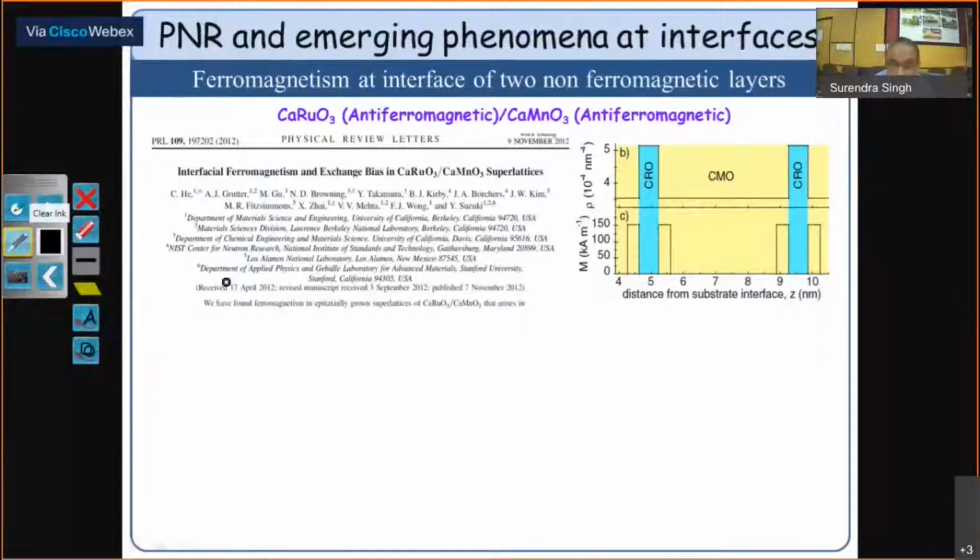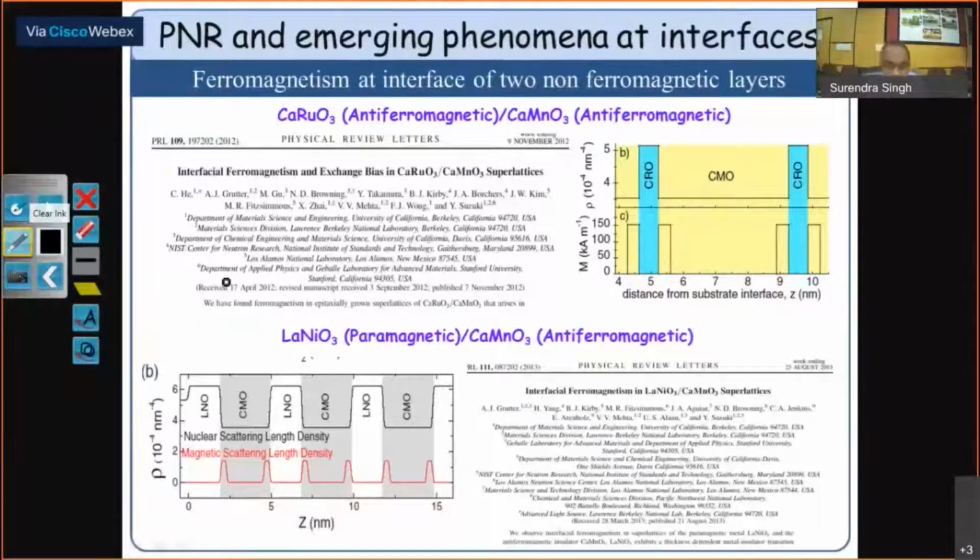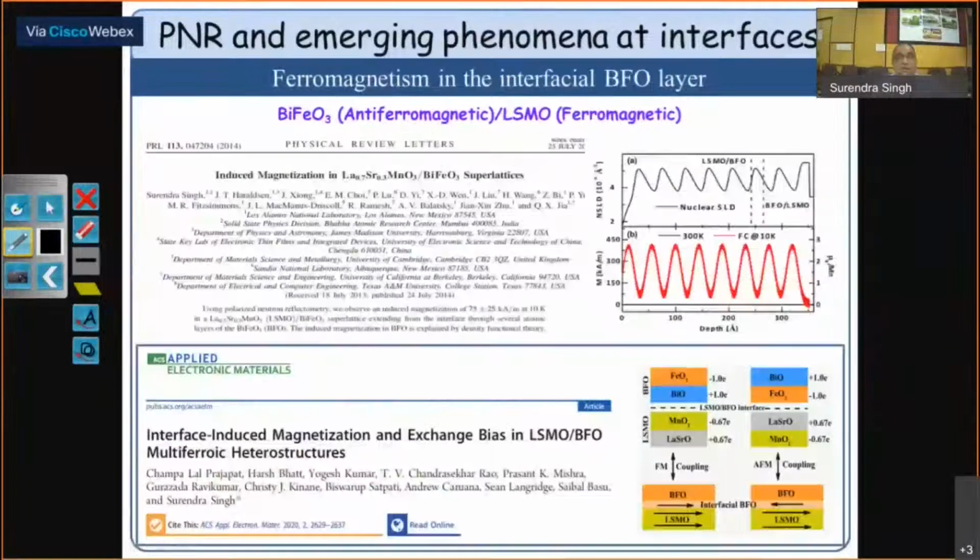And the same group, the next year, studied the LNO CMO system, a multi-layer again. LNO here is paramagnetic in the film alone, but when both are together, you get ferromagnetism. Again, you can see this multi-layer here, LNO CMO. This is the nuclear scattering density profile, and this red one is the magnetic scattering density profile of the magnetization.